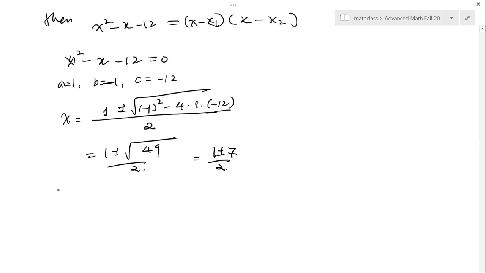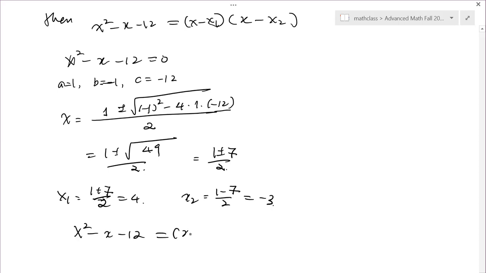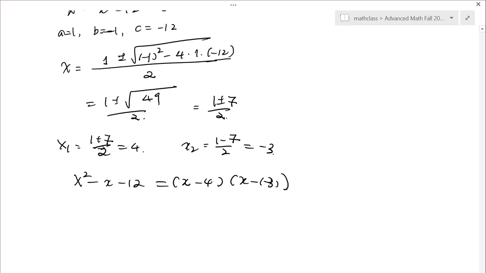Okay, then you get two solutions. 1 plus 7 divided by 2 is going to be 4. 1 minus 7 divided by 2 is -6 over 2, I think it's -3. Okay. So you will get x squared minus x minus 12 equal to x minus 4 and x minus -3. And that's what you get.